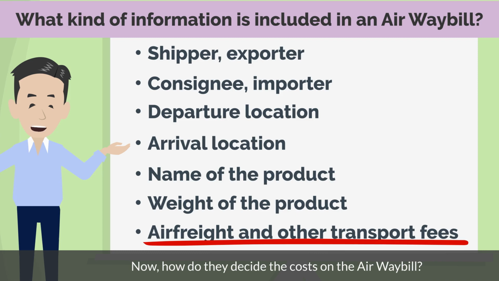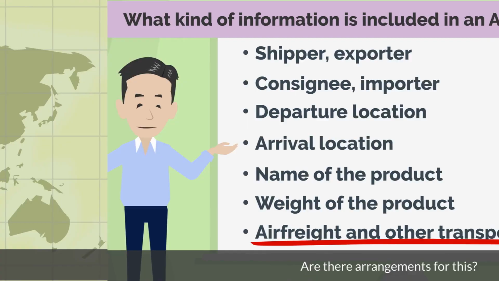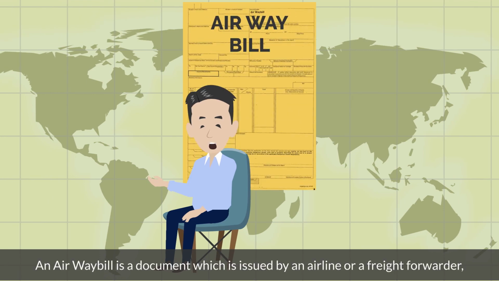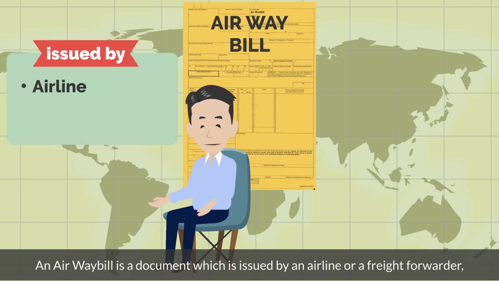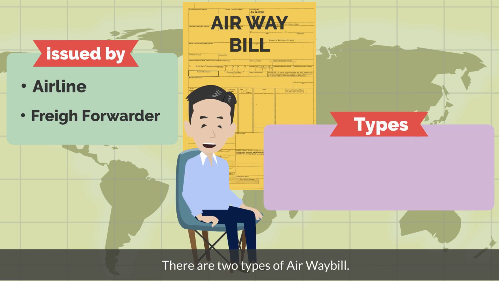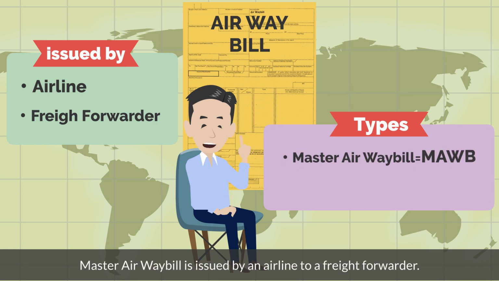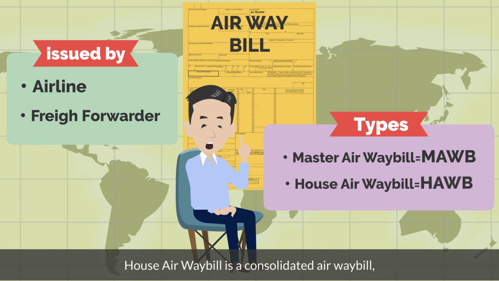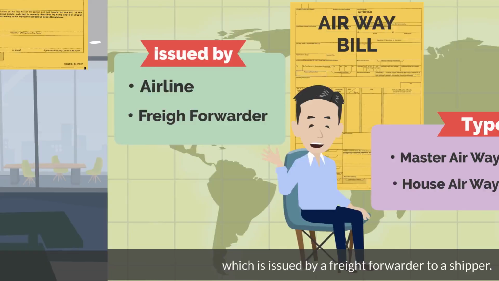Now, how do they decide the costs on the Air Waybill? Are there arrangements for this? An Air Waybill is a document which is issued by an airline or a freight forwarder, who arranges consolidation transport for cargo. There are two types of Air Waybill. Master Air Waybill is issued by an airline to a freight forwarder. House Air Waybill is a consolidated Air Waybill, which is issued by a freight forwarder to a shipper.